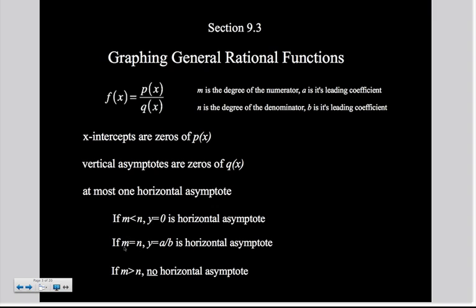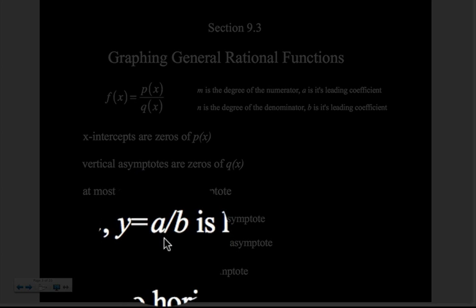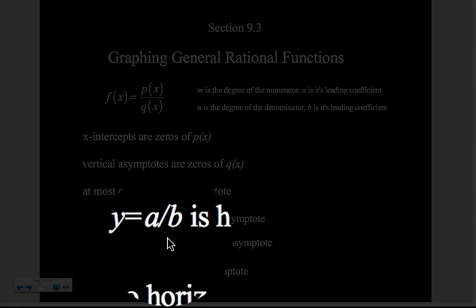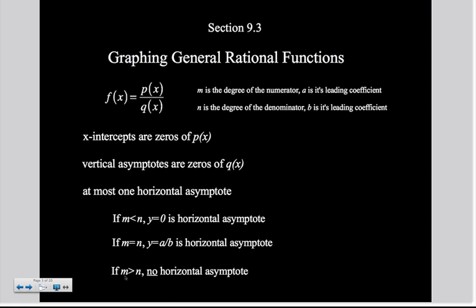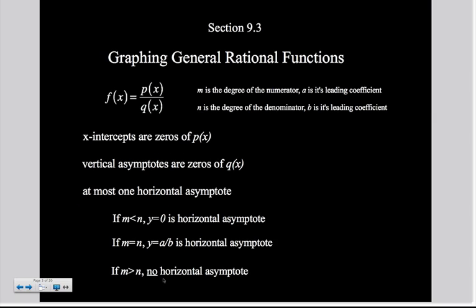If the degrees in the numerator and the denominator are equal, then you can find the equation for the horizontal asymptote the same way you did in simple rational functions. It would be y equals the ratio created by the leading coefficient in the numerator divided by the leading coefficient in the denominator. And if the degree in the numerator is greater than the degree in the denominator, there is no horizontal asymptote. So let's go through some examples.